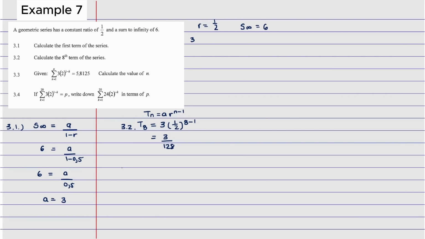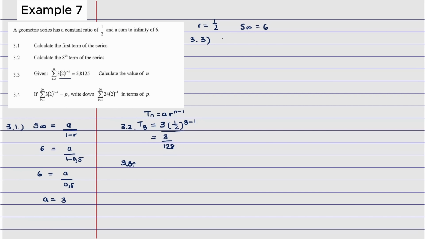So that's that. And then now we're going to do 3.3. I don't think 3.3 is going to fit here, so let me just do it here. So 3.3, it says given that the sum from k equals 1 till n, then they give us the formula, which is this, and this is the same thing actually. And they say that it is equal to 5,8125.